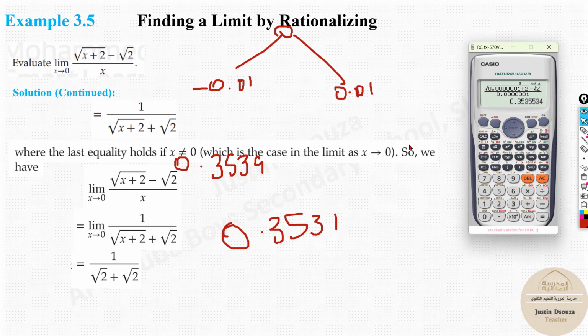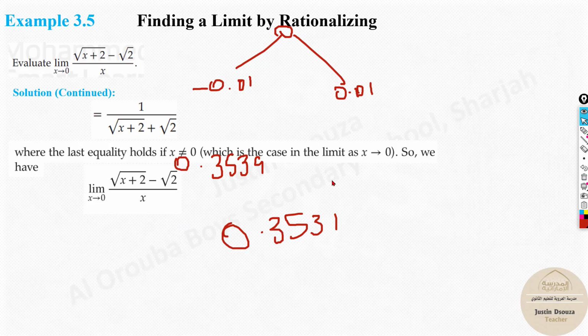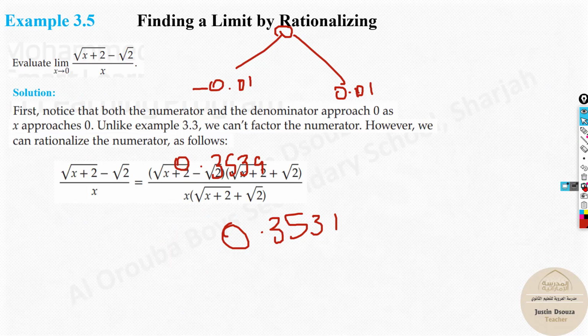This is the answer. Now, how do you understand this? So if I solve this particular one, 1 divided by square root 2 plus square root 2, you're going to get the same answer, 0.35355 and so on. So that's one way. Now, if you want to know how exactly this was done, it's very simple.